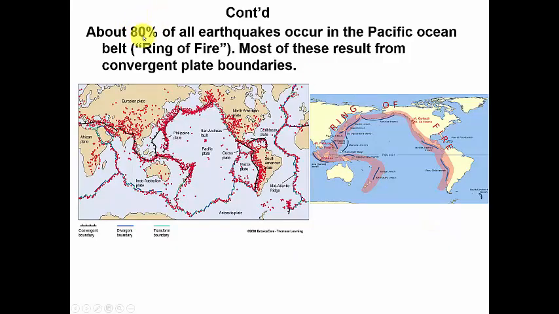So about 80% of all earthquakes occur in the Pacific Ocean belt, which is called the Ring of Fire, right here. And if you remember from the plate tectonic lessons, it's where the Hawaiian Islands formed, and we lived near the Ring of Fire and the San Andreas Fault. So we feel earthquakes. And most of these result from convergent plates. So this is where the ocean plate meets the continental plates.